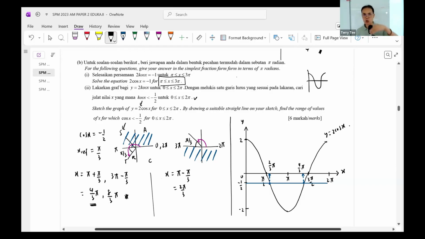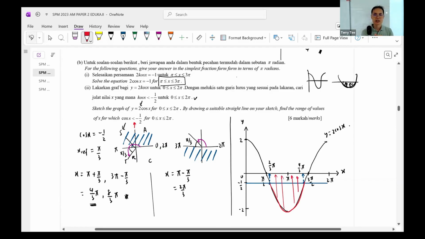Less than -1/2 means below. It's like your inequality, right? We shade the region, highlight it, move it up. So the region that I have is actually here. This part of my graph is less than -1/2. So what are my x values? You move it up, my x value will be between 2/3 pi and 4/3 pi.